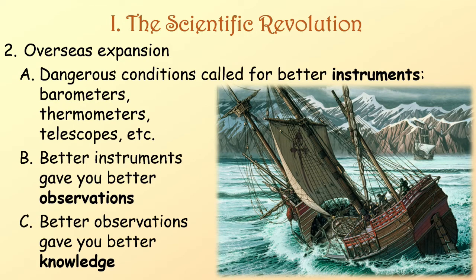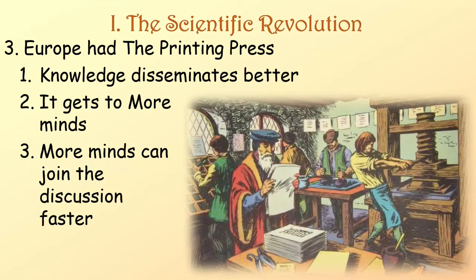Overseas expansion. Dangerous conditions called for better instruments, barometers, thermometers, telescopes, etc. Better instruments gave you better observations, and better observations gave you better knowledge. Europe had the printing press. Knowledge disseminates better, gets to more minds. More minds can join the discussion faster.